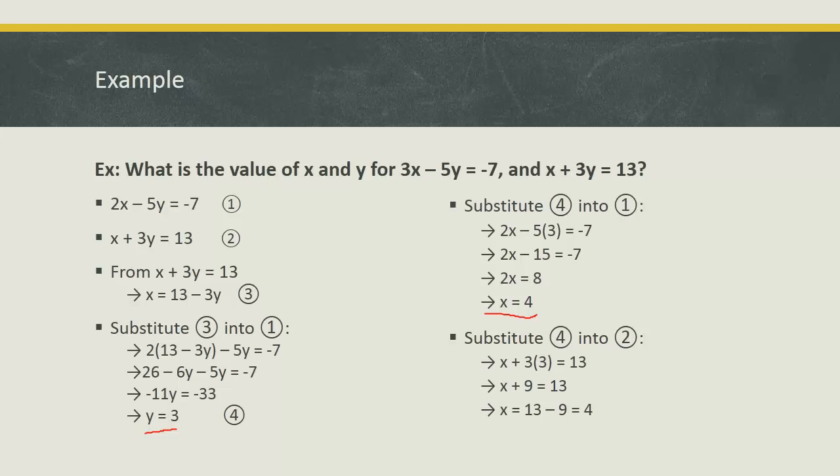However, I want to stress that there are other paths you can take to solve this problem. For example, instead of substituting equation number 4 into equation number 1, we can substitute 4 into equation number 2, so it'll be x plus 3y equals 13. The y here will turn into 3, and in the end, you should still find that the result is x equals 4.